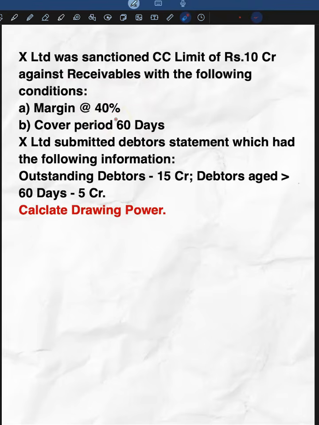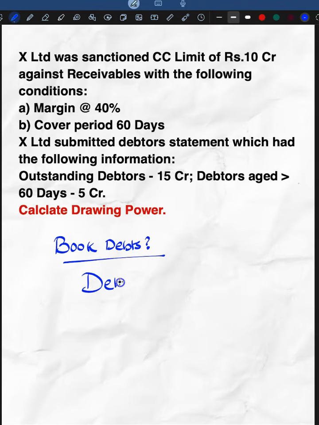To avail this limit, X Limited submitted the debtor statement which had the following information, where the outstanding debtors are 15 crore. Of that, debtors aged greater than 60 days is 5 crore. We have to calculate drawing power for this CC limit against book debts. At first, what do I mean by book debts? These are all debtors which are created on account of credit sales made by the entity.